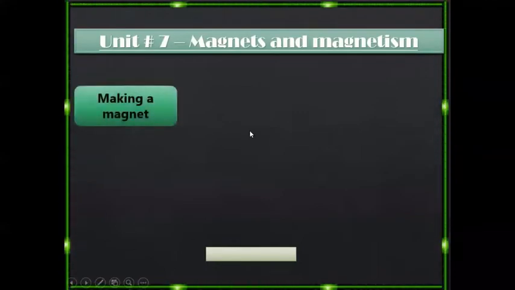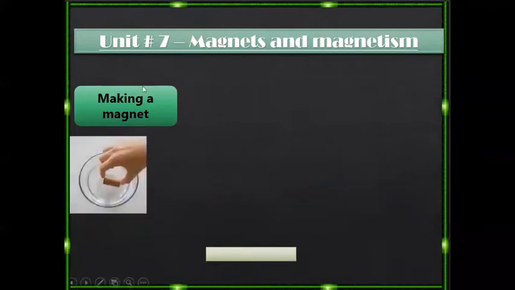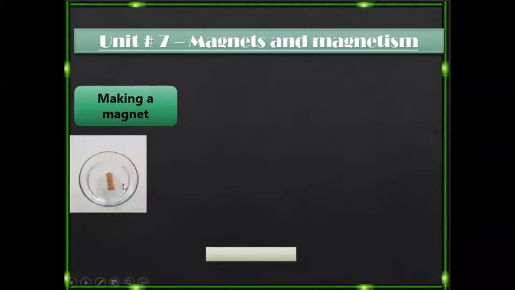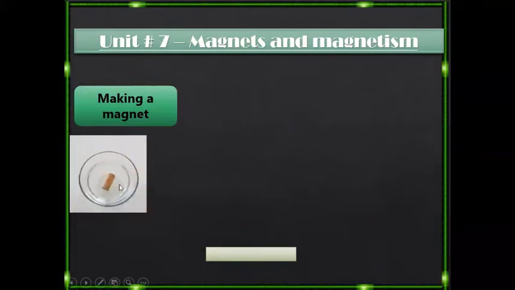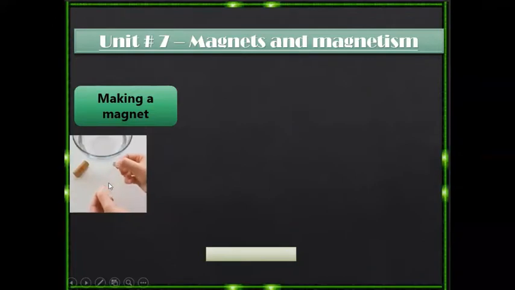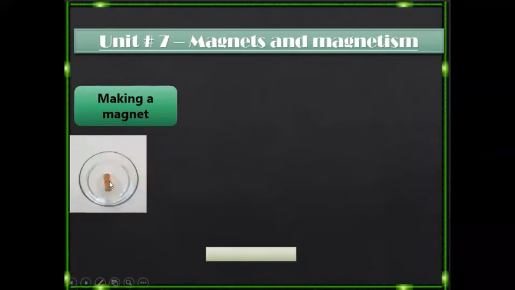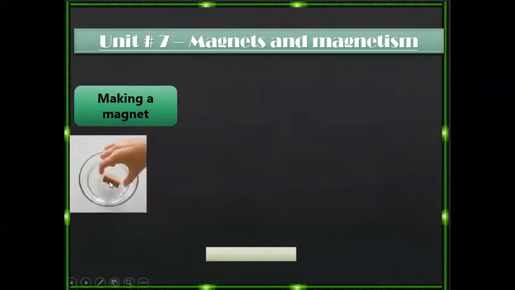So, students, we can also make temporary magnets. How can we make that? We just stroke a needle with a strong bar magnet in one direction many times, so that we can make our own magnet.